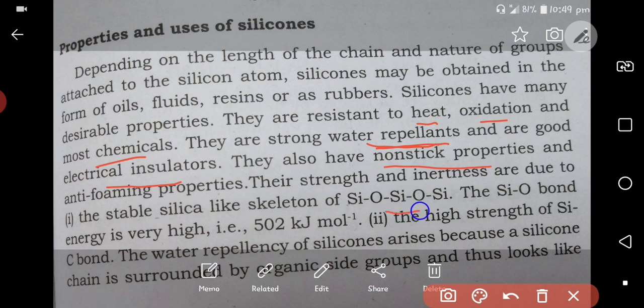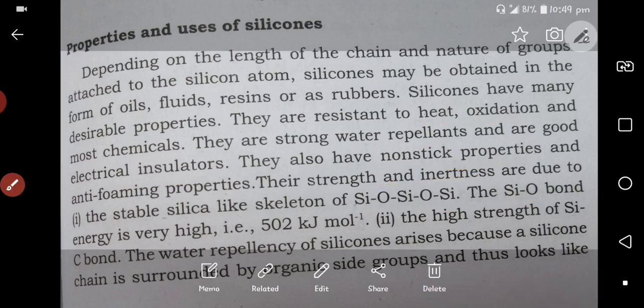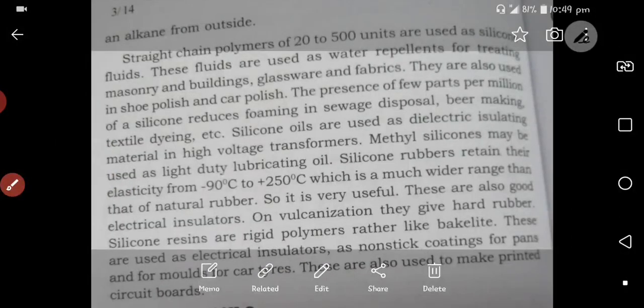The strength is due to the presence of the silica-like skeleton. Then SiO bond energy is very high, and another thing is the high strength of the SiC bond. Okay, what are the reasons for strength and inertness? Due to the strength of the SiO bond and also the SiC bond. Then the water repellency of silicones arises because a silicon chain is surrounded by organic side groups and thus looks like an alkane from outside. Okay, and that is another point.